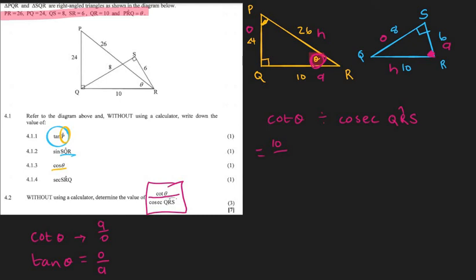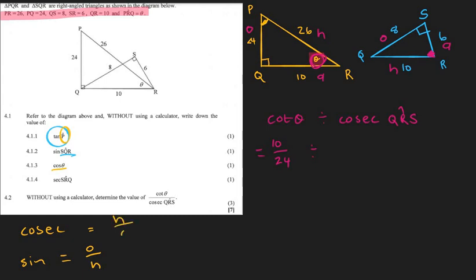So let's write that, adjacent over opposite, which is going to be 10 over 24. Let me just make sure, yeah. So it's going to be 10 over 24, and that is going to be divided by cosec. So let's see what cosec is going to be. Cosec is going to be the reciprocal of sine. Sine is opposite over hypotenuse, so cosec is going to be hypotenuse over opposite.